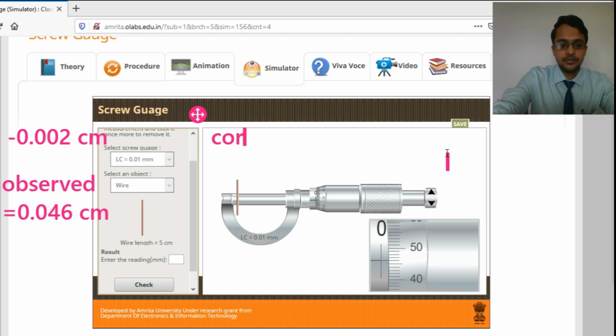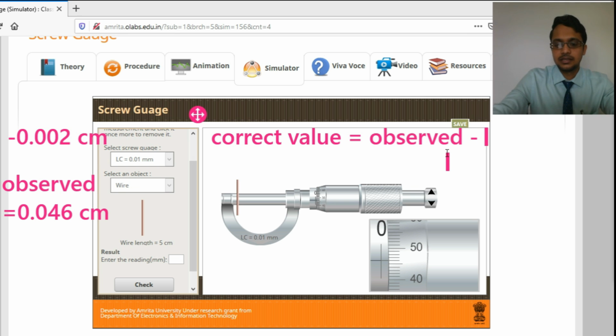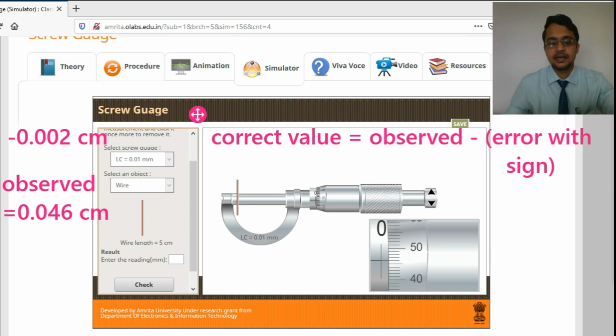So correct value will be what? Observed value minus error with sign. You will write error with sign. Okay, you will write error with sign. Clear?